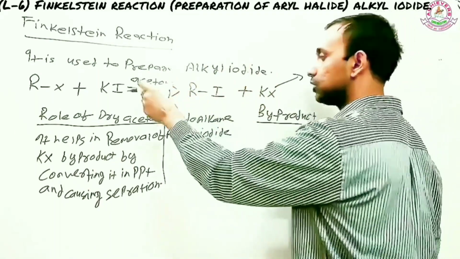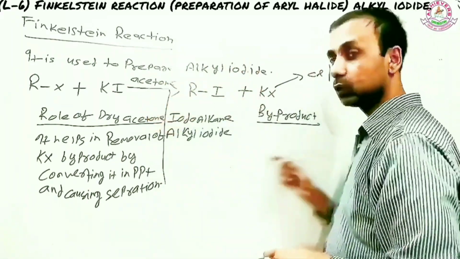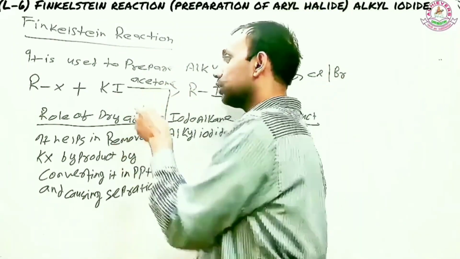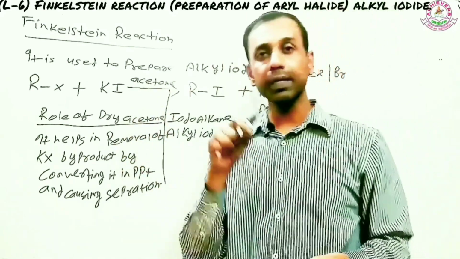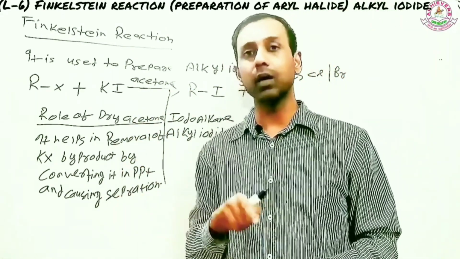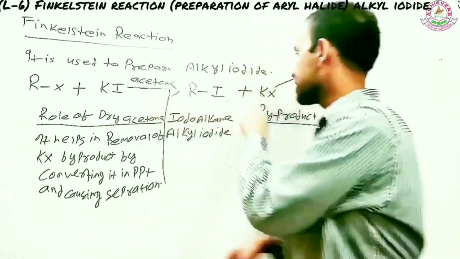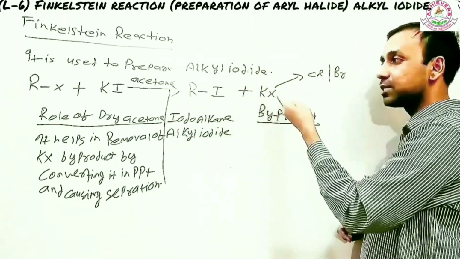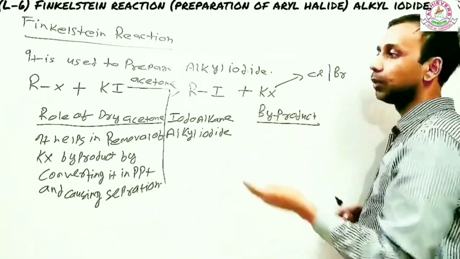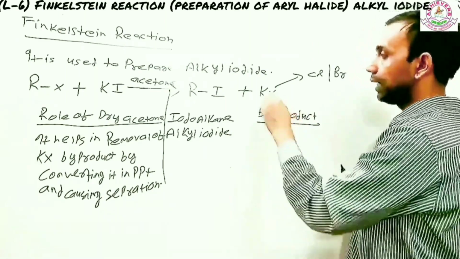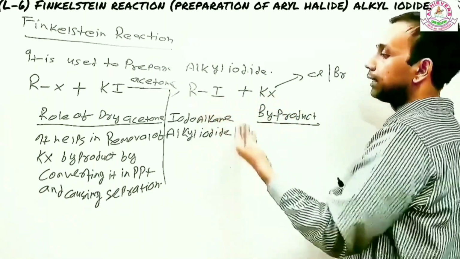In this reaction, acetone is used. What is the role of acetone? That is very important. The acetone is used in order to maintain the equilibrium in the forward direction. How? Because it helps in making the KX a precipitate and separating it from the reaction mixture, so that more and more iodoalkane can be produced.